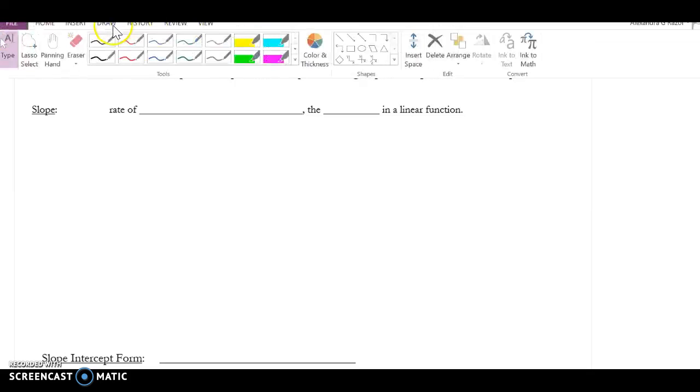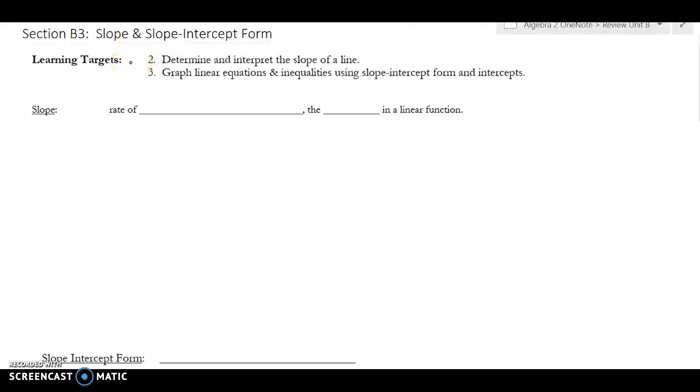All right, what we're talking about today is working with slope and slope-intercept form. The first thing we need to know is what slope is, and slope is just the rate of change. When we look at a linear function, it is the m. So slope, there's several fractions you need to remember. The first one is change over time. This is the one that's used most of the time for word problems.